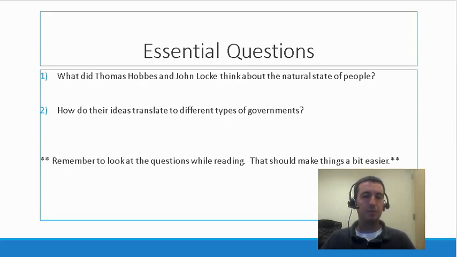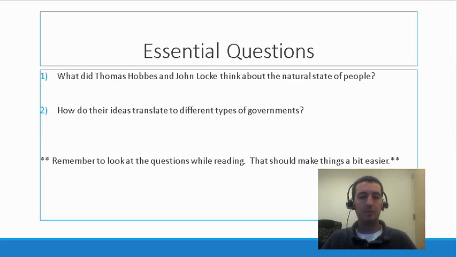The essential questions are things that you'd be able to answer when the lesson is over. You don't necessarily have to answer these, but the things you can think about while you're going through the reading and the assignment. So I'll read them to you. First one is, what did Thomas Hobbes and John Locke think about the natural state of people? That means what we are like when we are born, with no government affecting us, or no parents or role models or anything like that affecting us in any way.